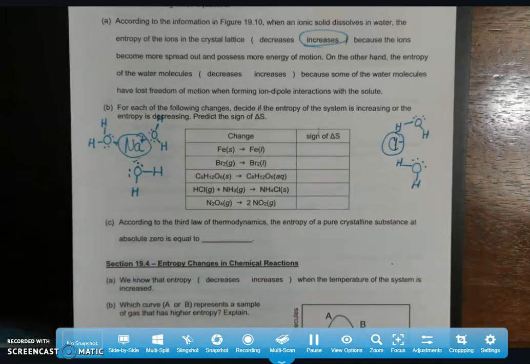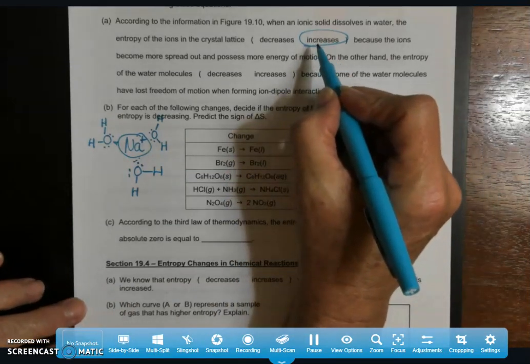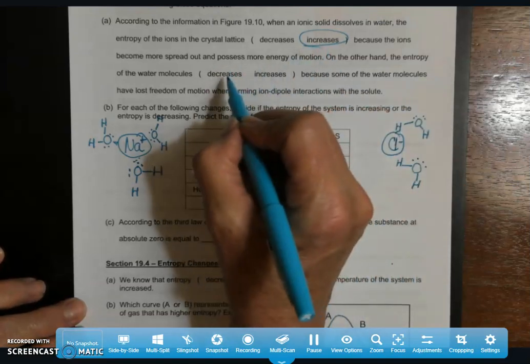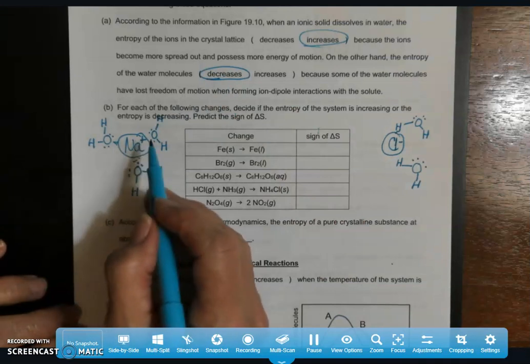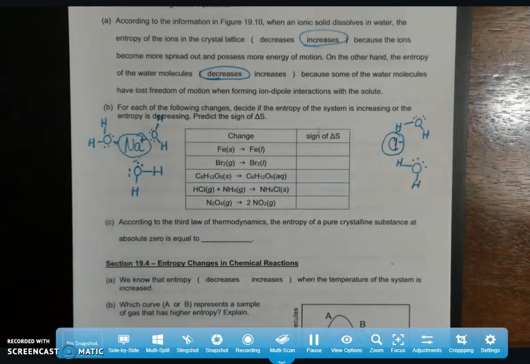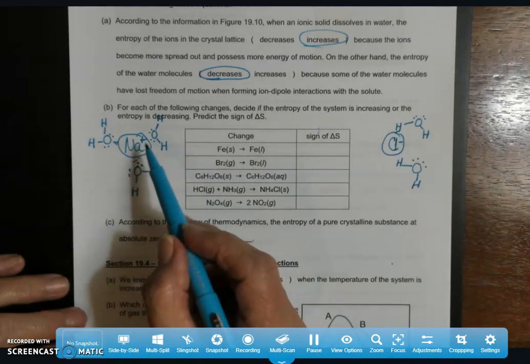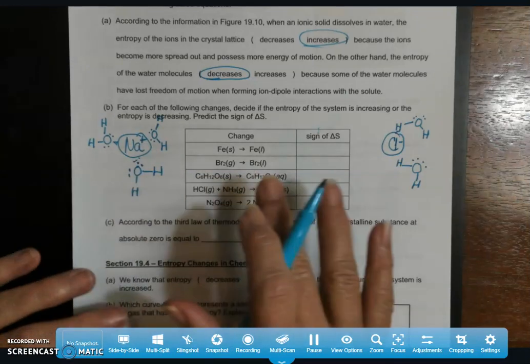Because I'm pulling the ions apart, the entropy of the ions increases. The water molecules, however, are decreasing because now they're less free to move around, because they're stuck with these ions. Where before they were moving around easily, one on top of the other, there was a lot of randomness. Once I pull these ions apart, the randomness of the water molecules actually decreases. Okay, so let's look at a few of these.